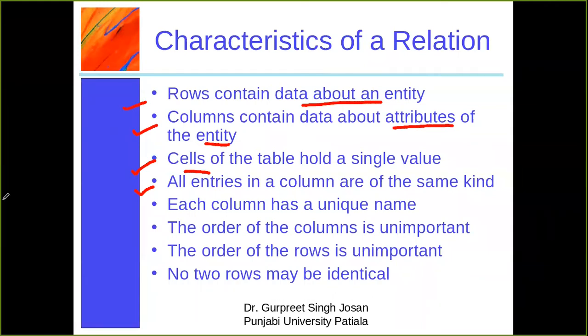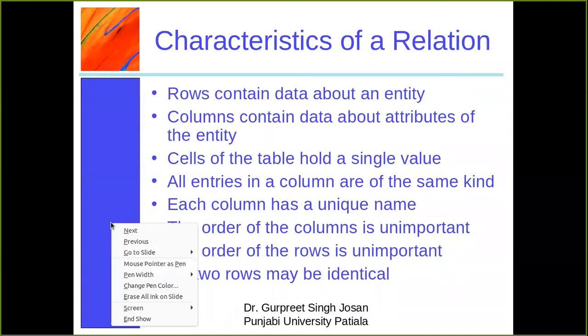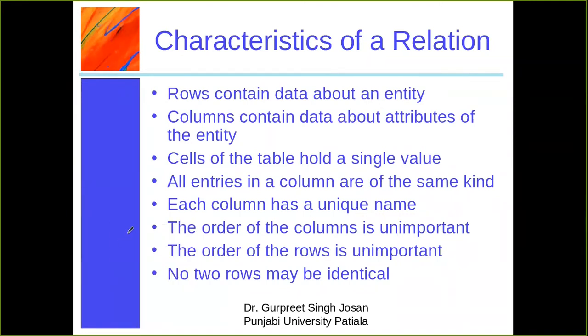Each column has a unique name. So there will be no two columns having the same name in the same table. This is restricted here. The order of columns is unimportant. Any column can come first. The order of rows is also unimportant. And no two rows may be identical. This is similar to how two columns may not have the same name. In a similar way, no two rows may be identical. There should be at least one value which is different in two different rows.